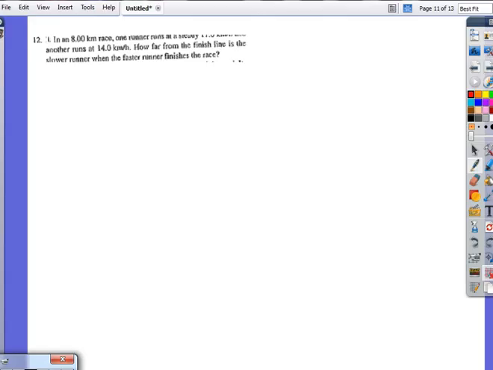Now it says, how far from the finish line is the slower runner when the faster runner finishes the race? So, first of all, I'm going to figure out the time that the faster runner finishes the race, and then I would essentially plug that in to figure out the position of the first runner. So what I want to start out by doing is write position functions for each of my runners. So the function for my first runner is 11 kilometers per hour times time.